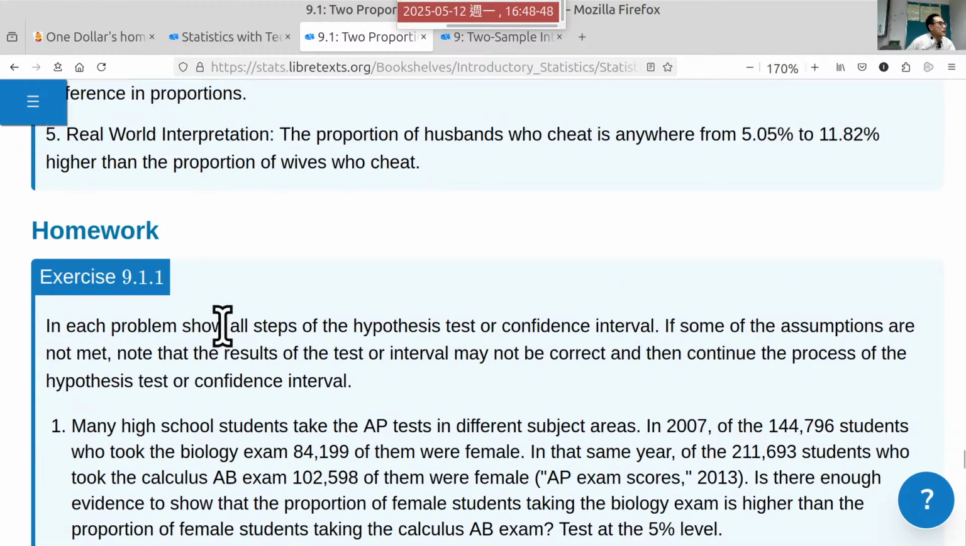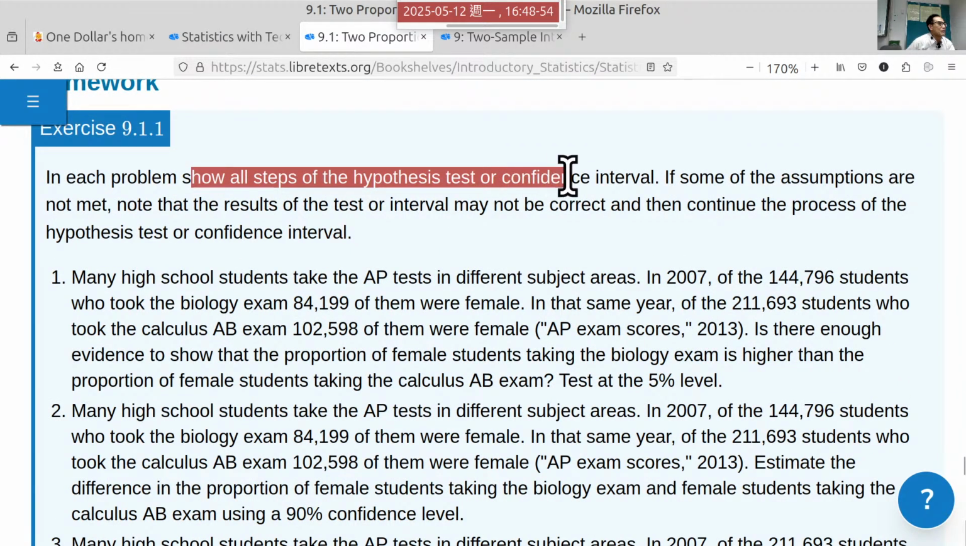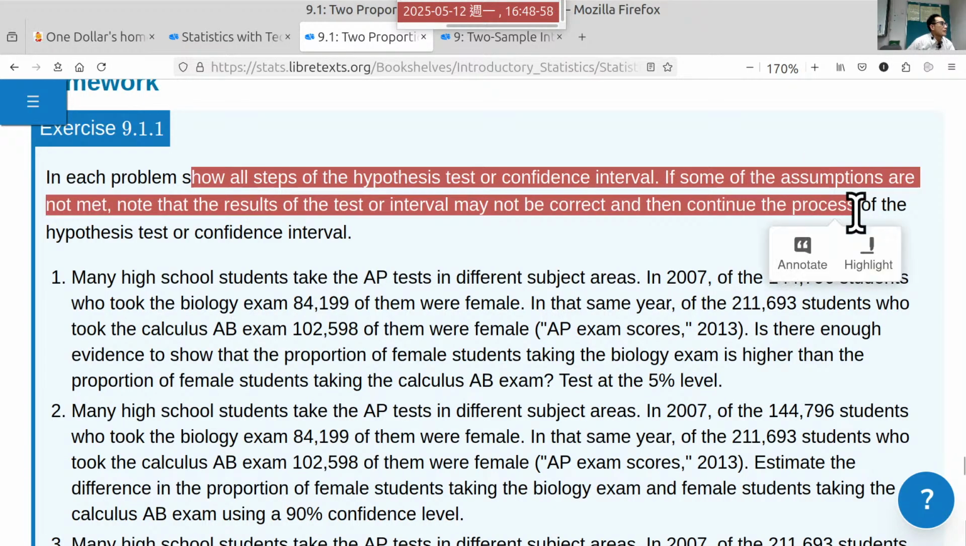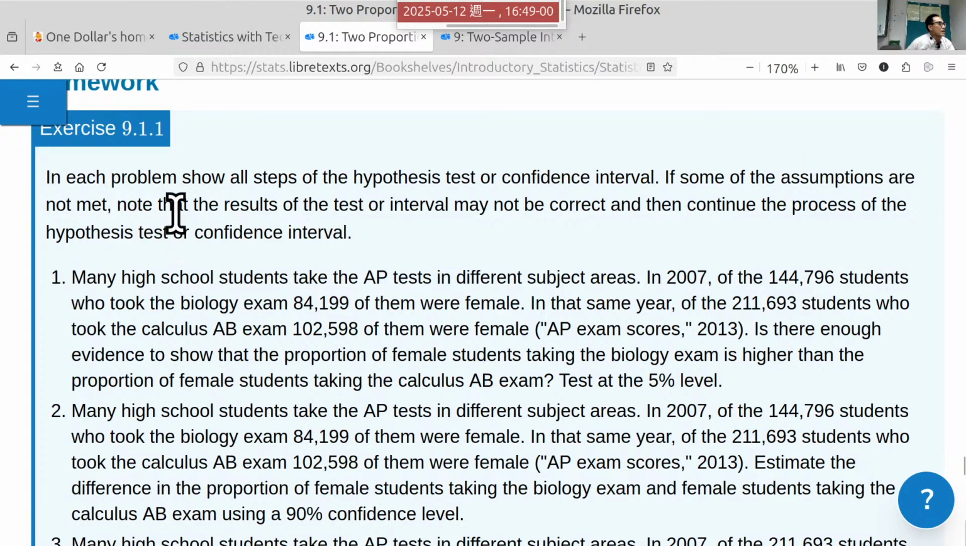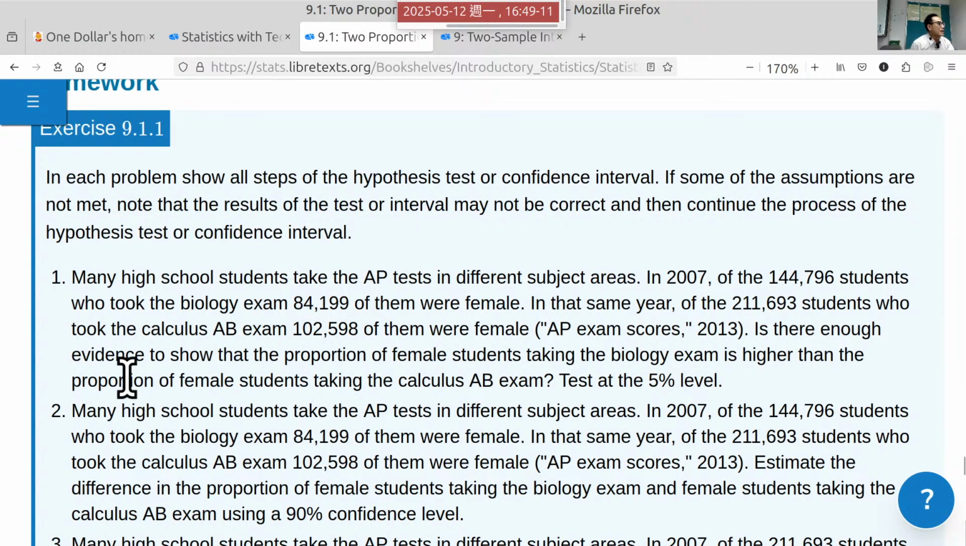Okay, exercise 9.1.1. In each problem, show all steps of the hypothesis test with a confidence interval. If some of the assumptions are not met, note that the results of the test or interval may not be correct. Then continue the process of the hypothesis test or confidence interval. Okay, let's just do the first question.